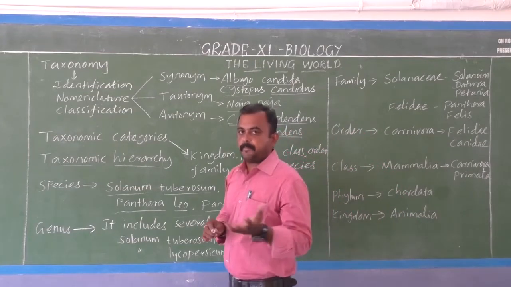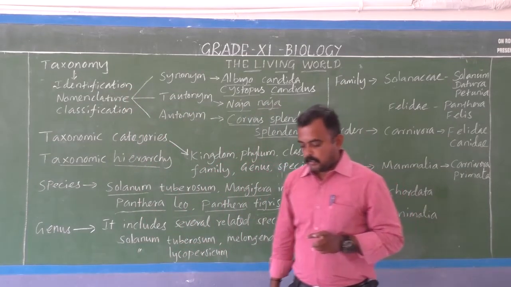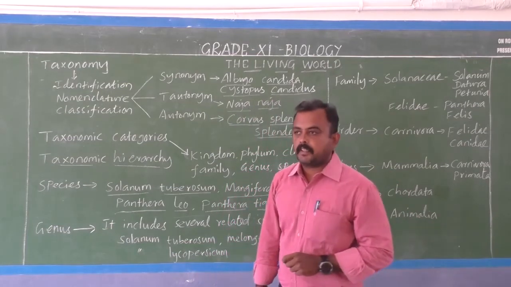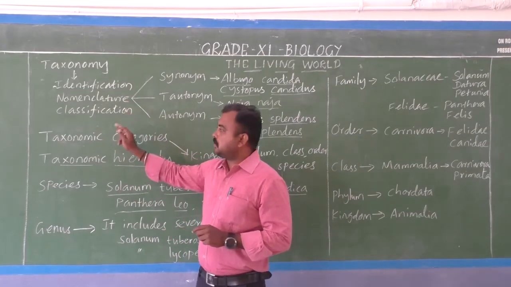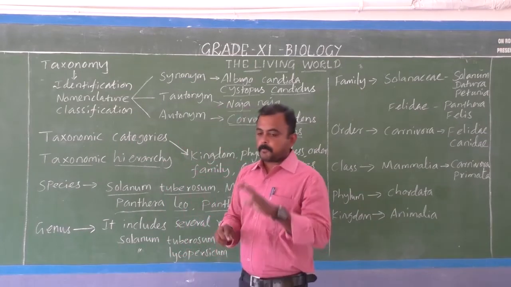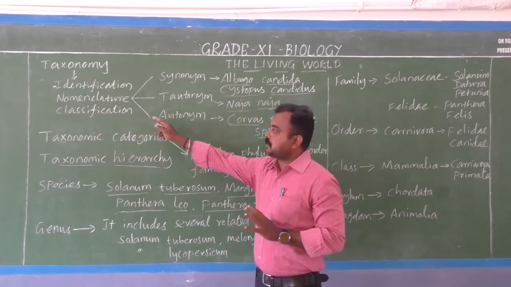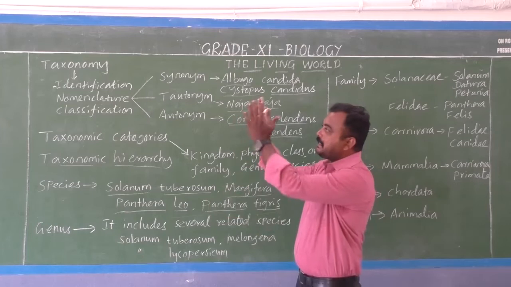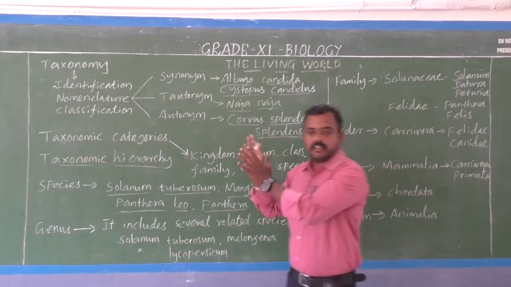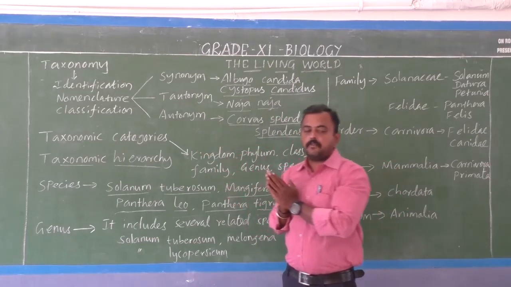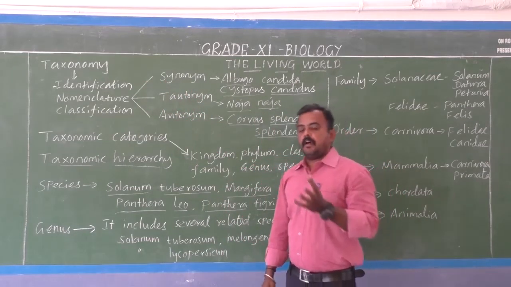Today, we are going to see taxonomy. Taxonomy is a branch of biology. It deals with identification, nomenclature, classification. So, identification of living organisms, nomenclature of living organisms, classification of living organisms. So, it deals with identification, nomenclature, classification of living organisms. That is taxonomy.